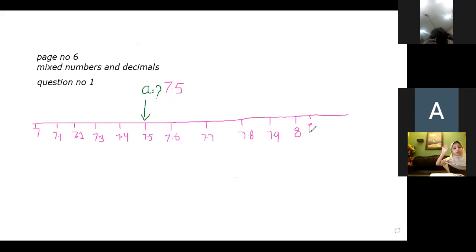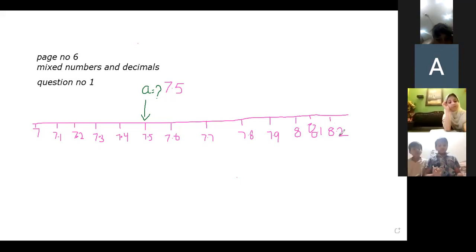8.1. The next one is 8.1. Then the next one is 8.2. We can continue it until our question stops. It stops on 15. By continuing this pattern, we can easily find our value of A, B, C, D, E, F, G, H.